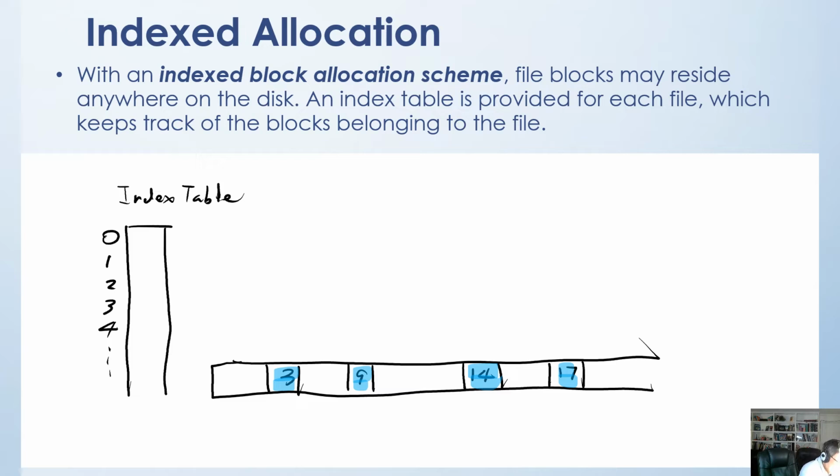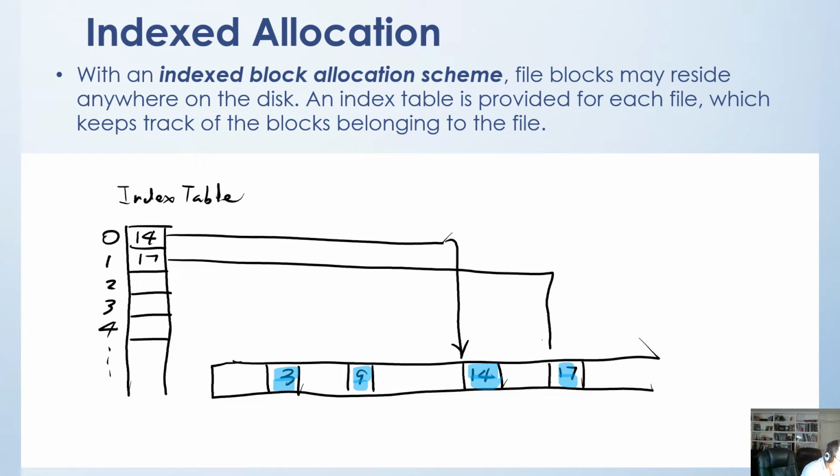Now each index is associated with a disk block. The first block is 14, so index 0 is going to point to 14. The second one is 17, so index 1 points to 17. Then the third one, index 2, points to 3. And the fourth one, index 3, points to 9.